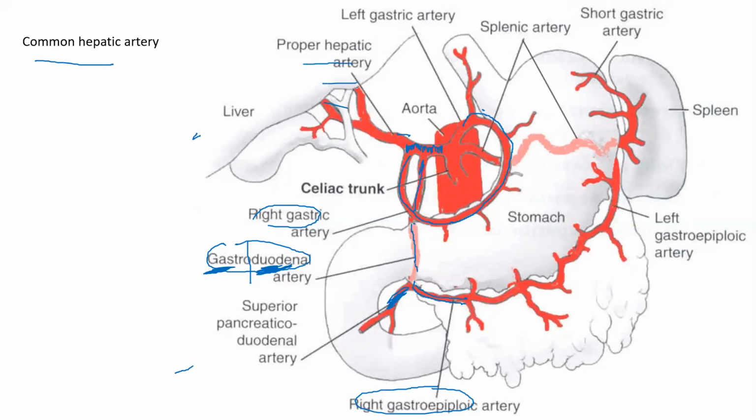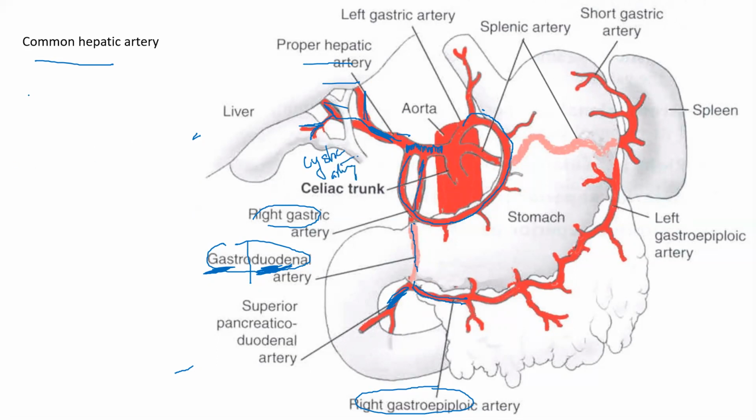The hepatic artery proper runs in the right free margin of the lesser omentum. It enters the porta hepatis of the liver, dividing into a right branch and a left branch. From the right hepatic artery, a branch comes to supply the gallbladder. This is called the cystic artery. Is it confusing? We'll do it again.